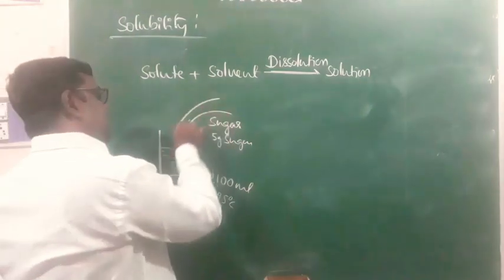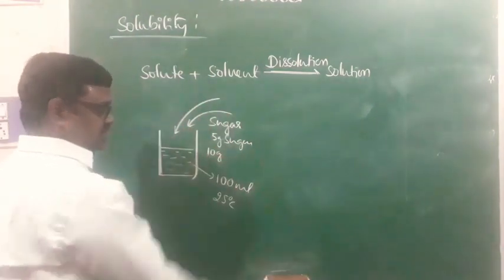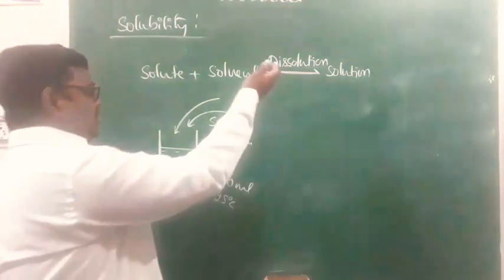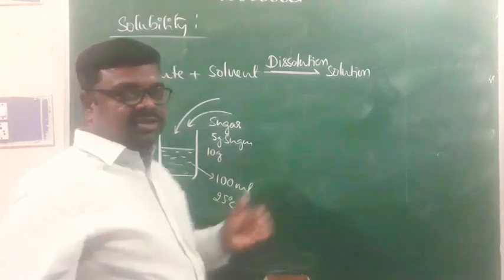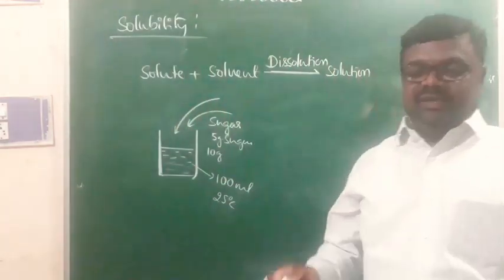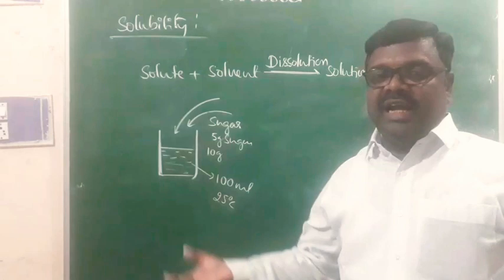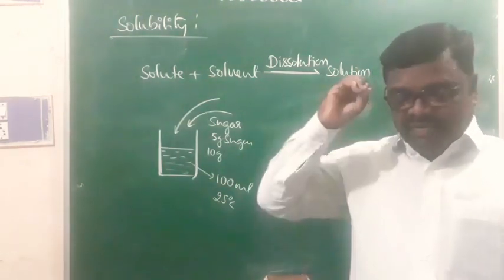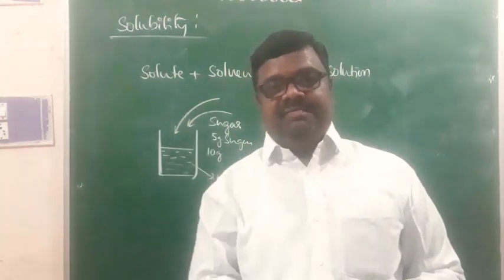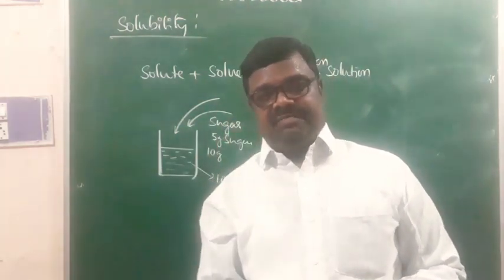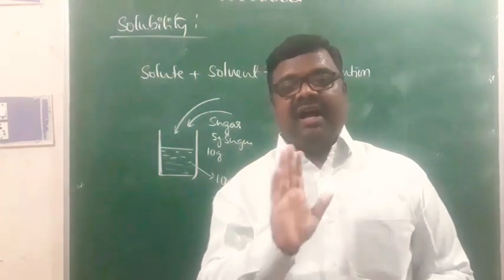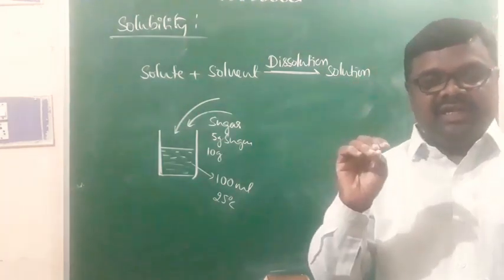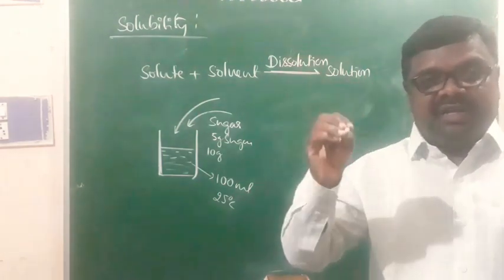You just continue adding sugar. Now add 10 grams. Sugar goes on dissolving in water because the molecules of water interact with the particles of sugar, and thereby dissolution takes place. If you continue the addition of sugar to the water, after a certain point, the added sugar particles remain undissolved.